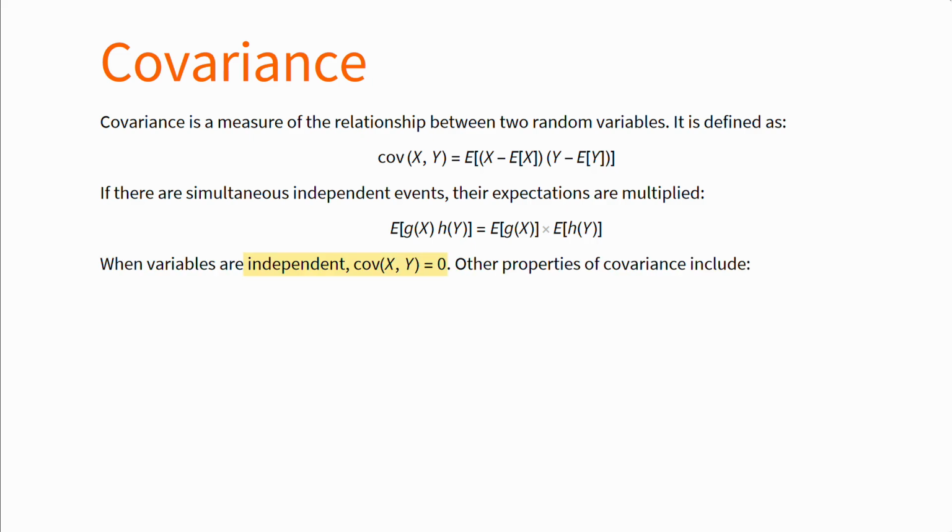The covariance of independent events is 0. The covariance of x, y is the same as the covariance of y, x. The variance is a special case of the covariance when you take twice the same variable. And constant factors can be isolated like this.